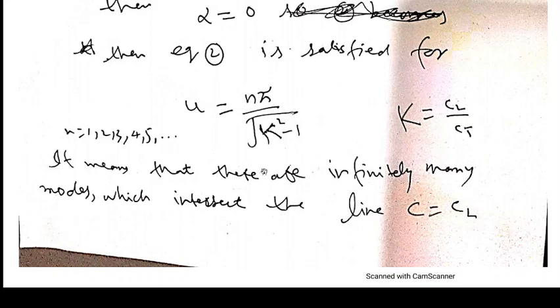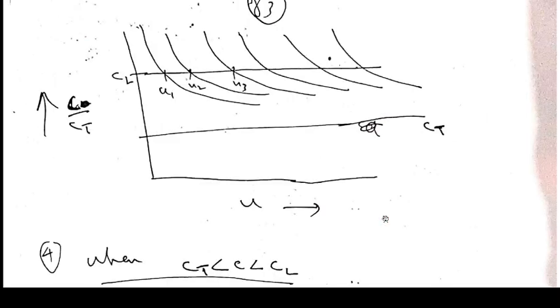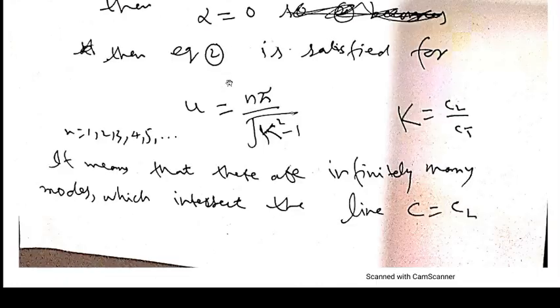And also, in other words, there are infinitely many modes which intersect the line C is equal to CL. It means this is the line CL, this is CT, and we know that when C is equal to CL, we have many u's: U1, U2, U3, U4 and so on. It means this mode will cross this line at U1, this mode at U2, this mode at U3, this mode at U4. So we have infinitely many modes which intersect the line C is equal to CL.